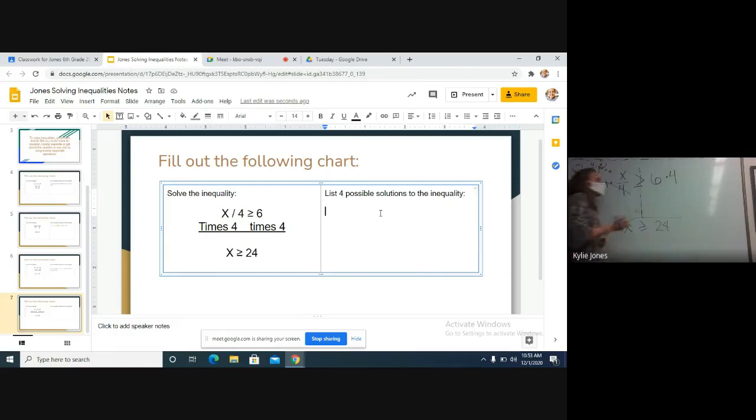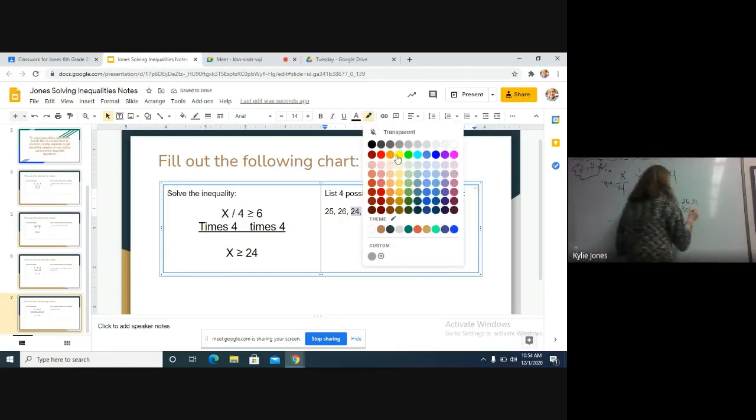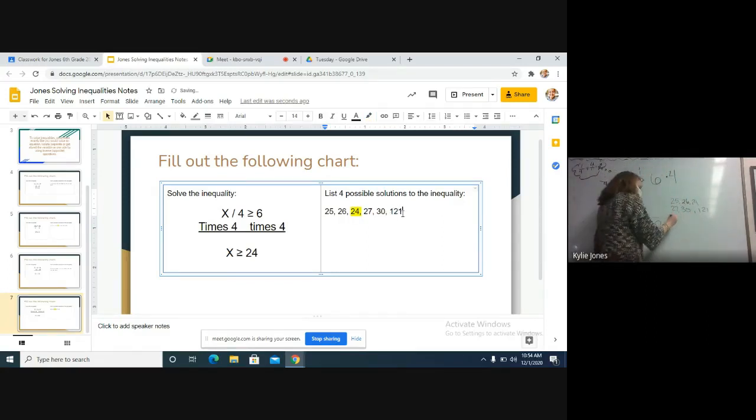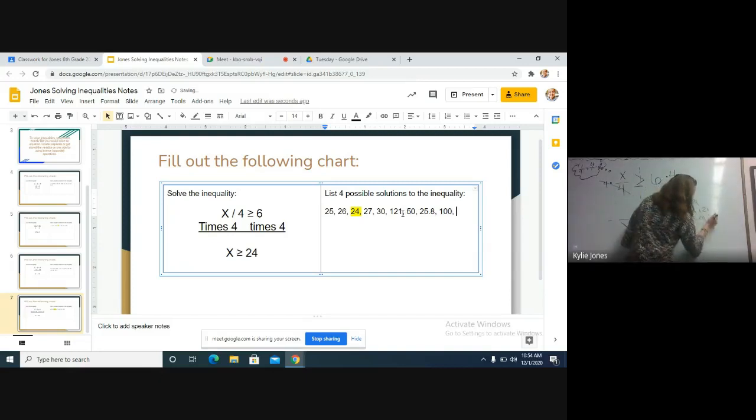Kaylon, what's one? 25. What's another one? 26. 24. Why is it 24? Good. So it could be exactly 24. What's another one? 27. 30. Is that greater than 24? Yeah. It'd be 121. 50. 48 and a half. 211. 100. What did you say, Elijah? 48 and a half. 23. 24. It could be 24, yes.